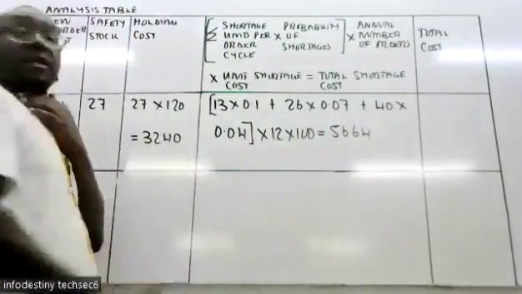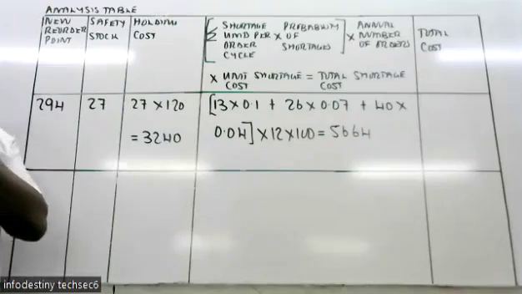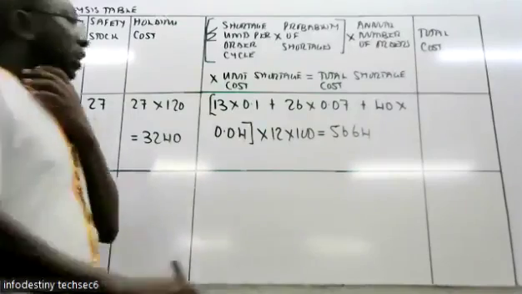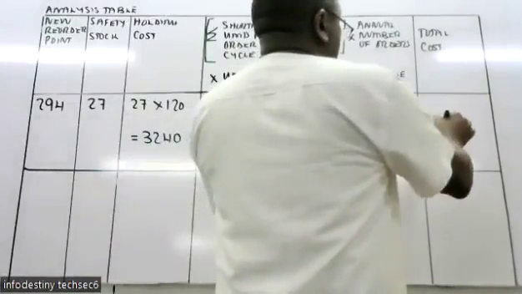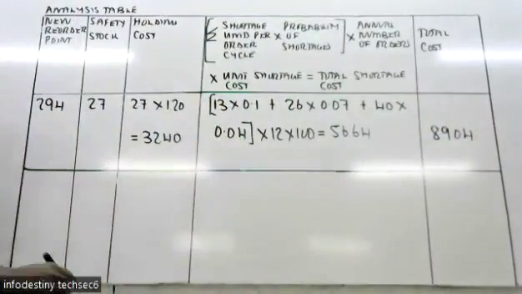Now add to this one. Add that 240. With the 904. Haya. So hiyo tunafunga.